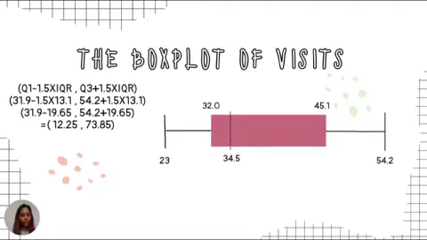The number 23 here is the minimum value, and the number 54.2 is the maximum, and then 32.0 is Q1, and 45.1 is Q3, and 34.5 is the median.